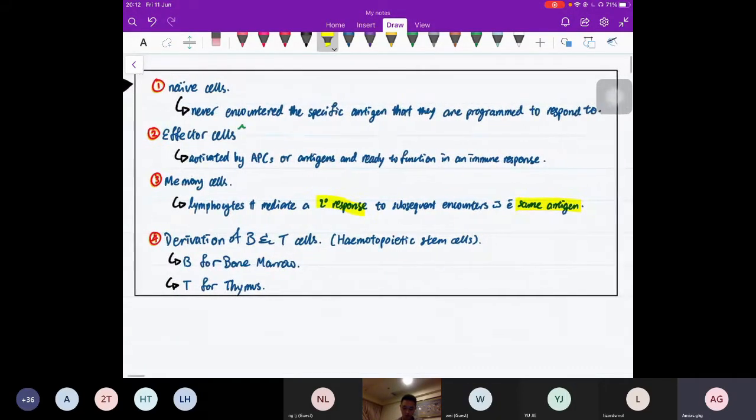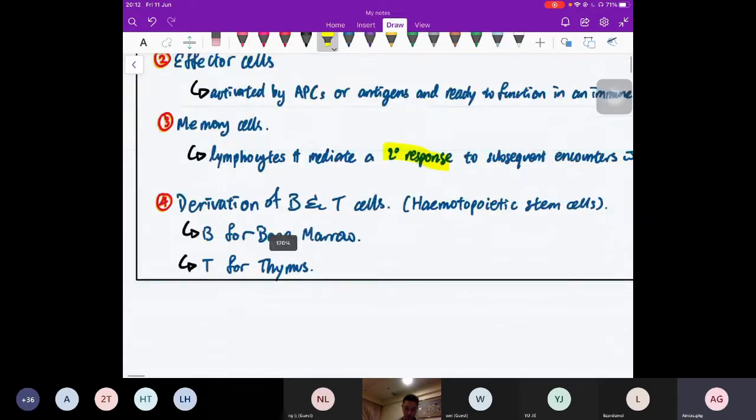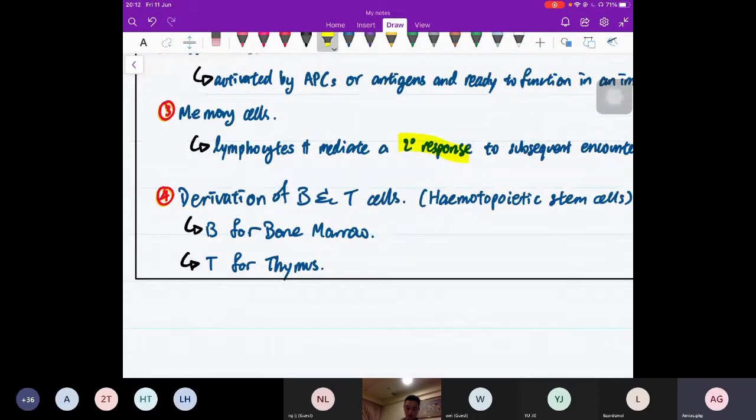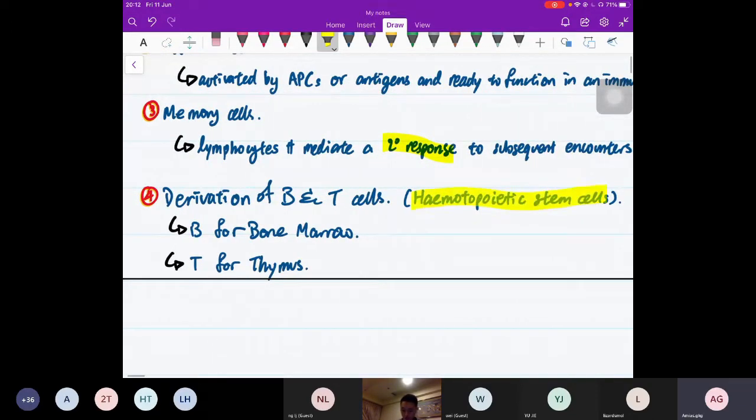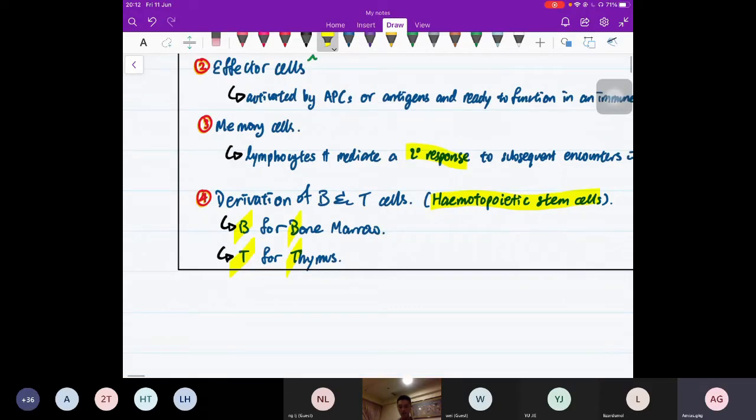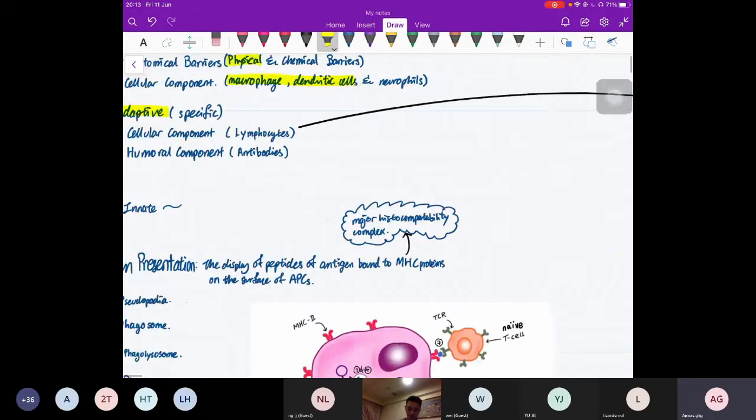So this is also something you have to know: the derivation of your B and T cells. So they develop from your hematopoietic stem cells, and then they differentiate into your B cells and your T cells, and B for bone marrow, T for thymus. So your hematopoietic stem cells, if they differentiate in your bone marrow, they become your B cells. If they differentiate in your thymus, they become your T cells.